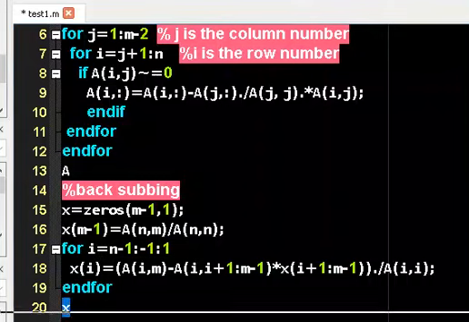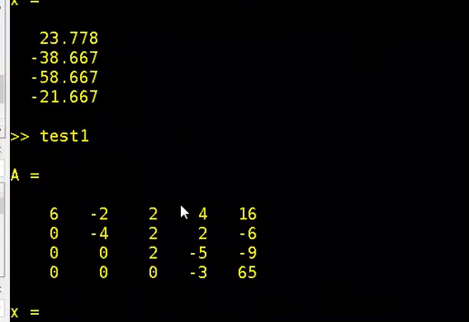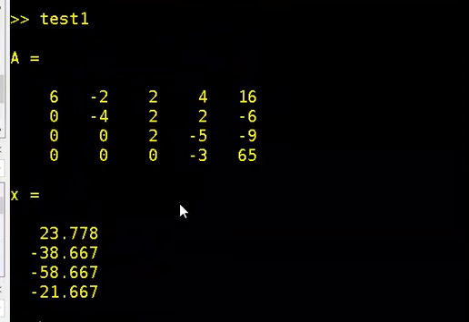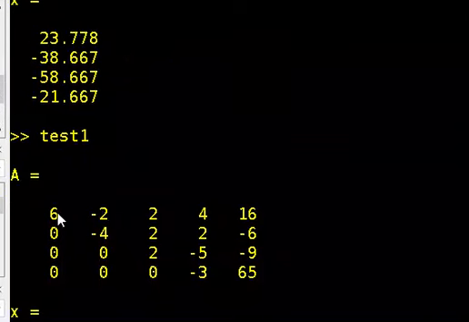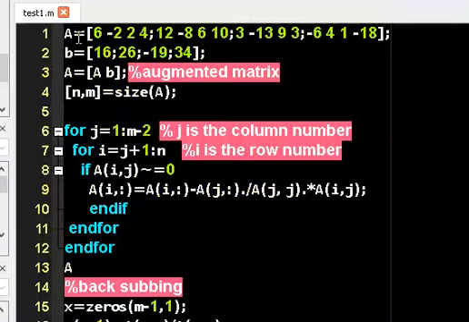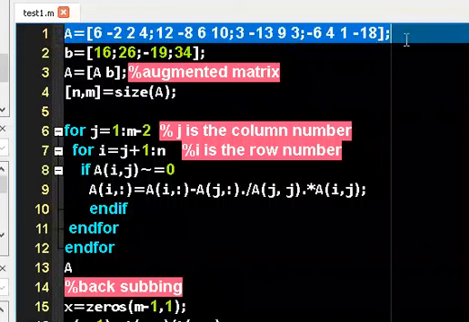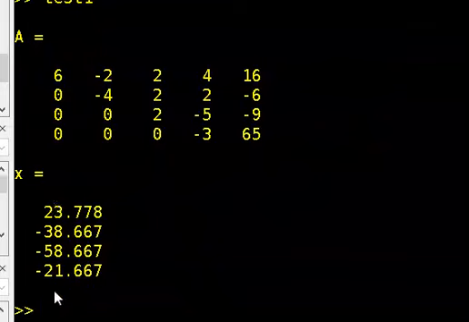Let's compile this and go to our command window. This is your matrix, and this is the solution to your system. This is the original matrix A, and the right hand side is this one. This is the solution.